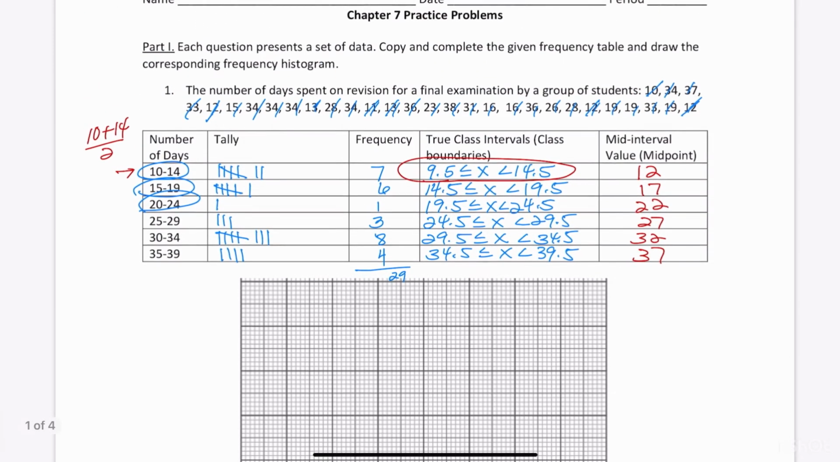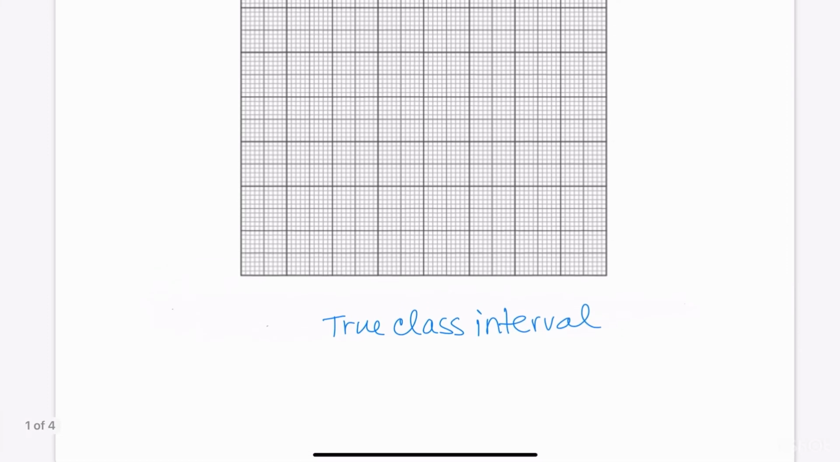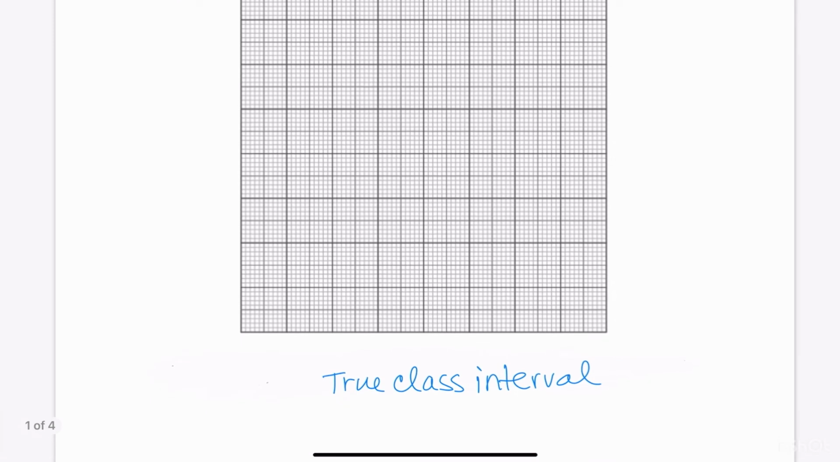So I'm going to come down to my histogram and I'm going to label my x-axis true class interval. If the question is in context, meaning you know exactly what this data represents, then you can go ahead and write it. In this case, it says it's the number of days spent on revision for a final exam by a group of students. So how many days the students spend studying for their final exam? I could, instead of true class interval, write down number of days spent on revision before the final exam. I can be very specific, but for now, we're just going to use true class intervals so you understand how to actually create this histogram.